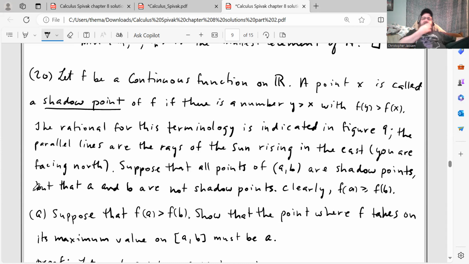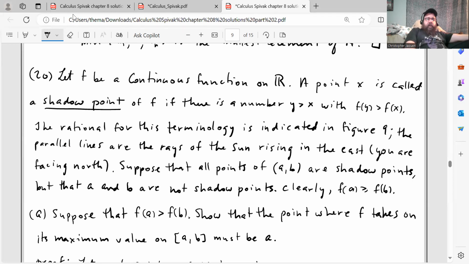Okay, last question is number 20. Let f be a continuous function on R. A point x is called a shadow point of f if there's a number y greater than x with f of y greater than f of x. The rationale for this terminology is indicated in figure 9.